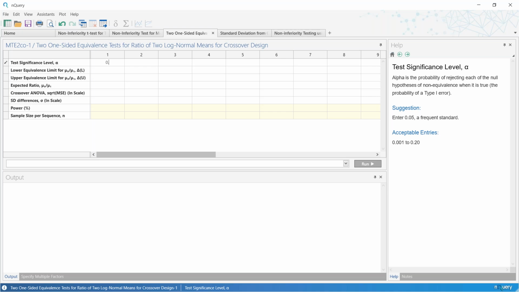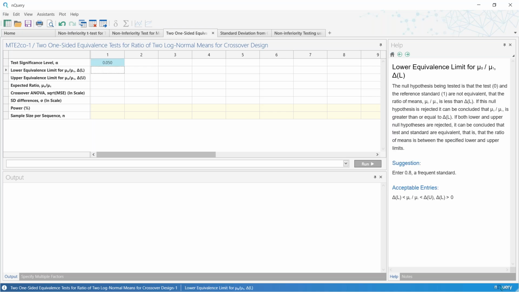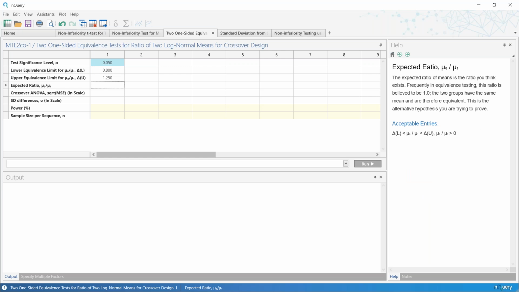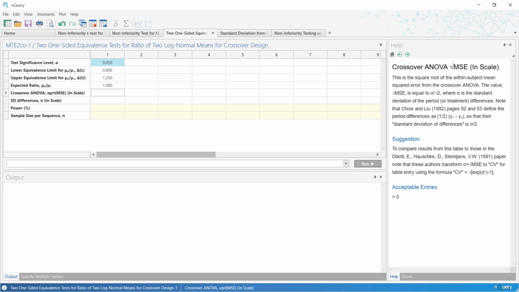But let's just replicate the bits that are relatively easy, which is that the significance level is 0.05. So we're doing both one-sided tests at the 5% level, which is equivalent to saying we would want a 90% confidence interval to fall between the lower equivalence limit of 0.8 and the upper limit of 1.25 for the mean ratio. And in this case, they wanted an expected ratio of 1. So obviously, the ideal situation is that the ratios are the same. The AUC in both drugs is the same. The Cmax is the same in both drugs.